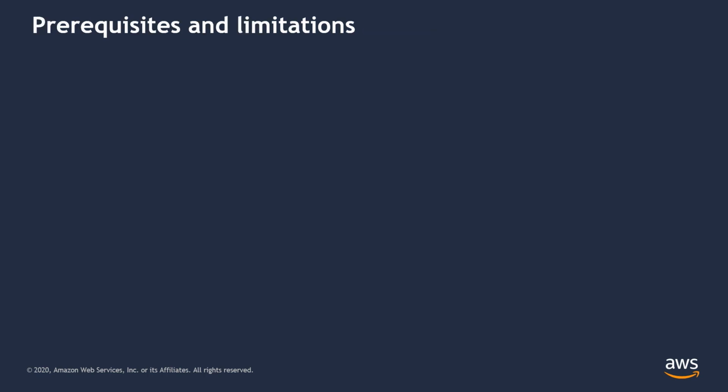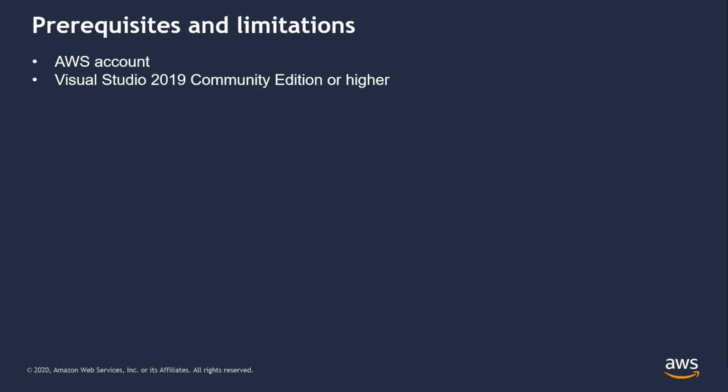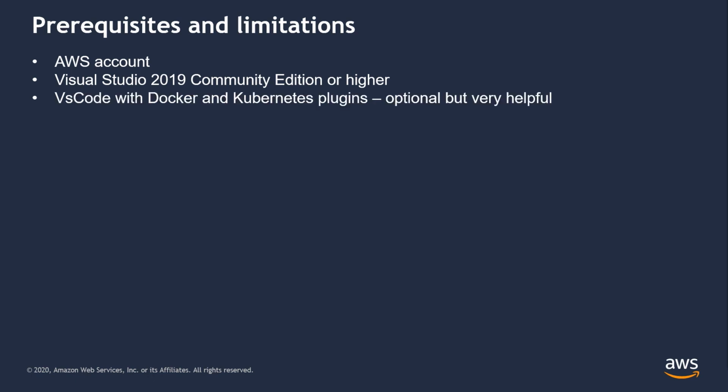Here is a list of what we will need to complete our work today. An AWS account, Visual Studio 2019 (Community Edition will be sufficient for our goals today), and Visual Studio Code, which is optional but is really handy, especially with its excellent Docker and Kubernetes extensions. We will also employ the following command line tools.